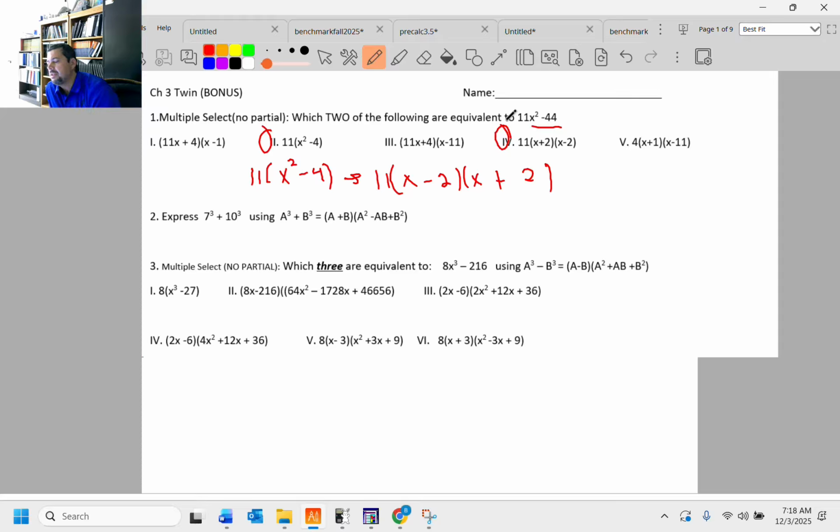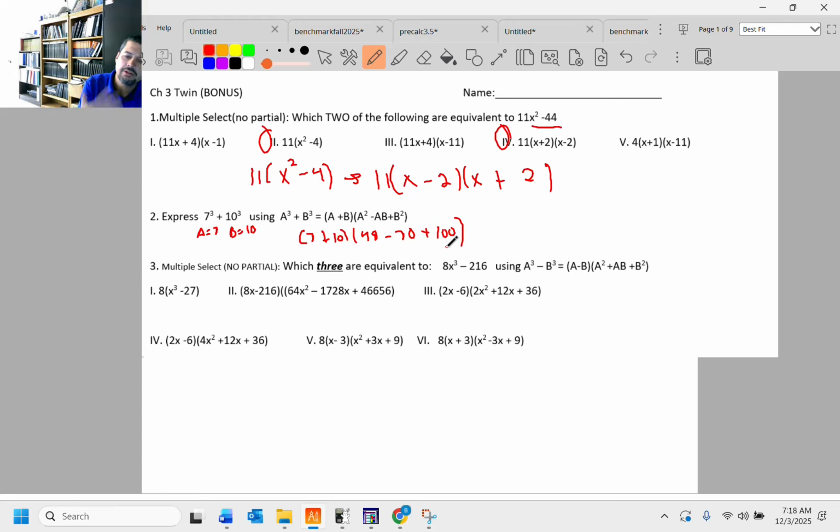Number 2, express 7 cubed plus 10 cubed using a pattern. Here A is 7 and B is 10. It's not a hard problem. So I'd have 7 plus 10. I'm not going to do any more math to it either. If I square a 7, I get 49. The product of 7 and 10 is 70. And if I square a 10, I get 100. And I'm not going to do any more math.